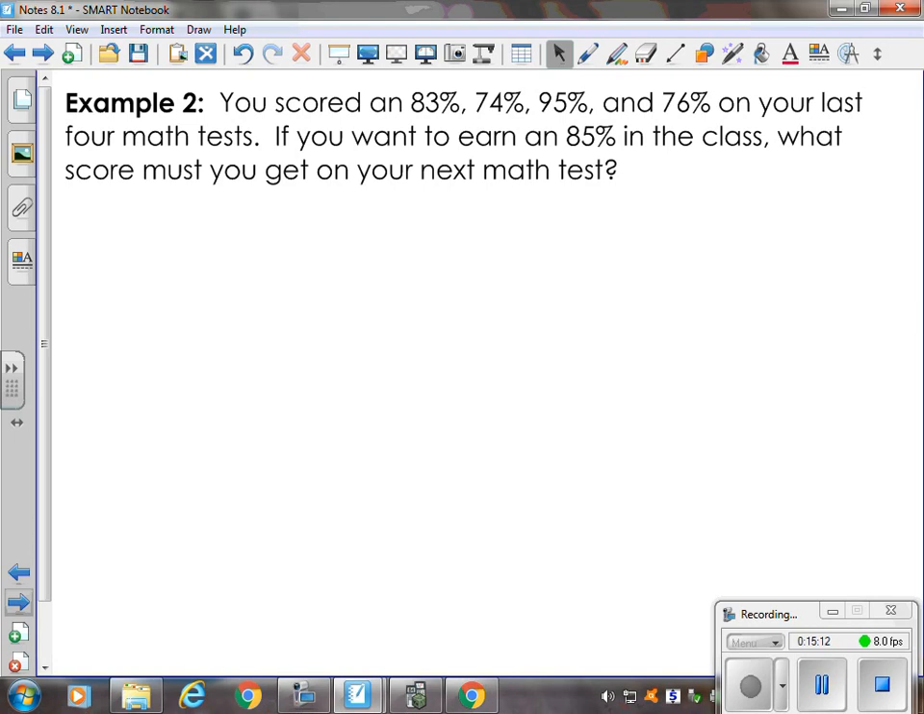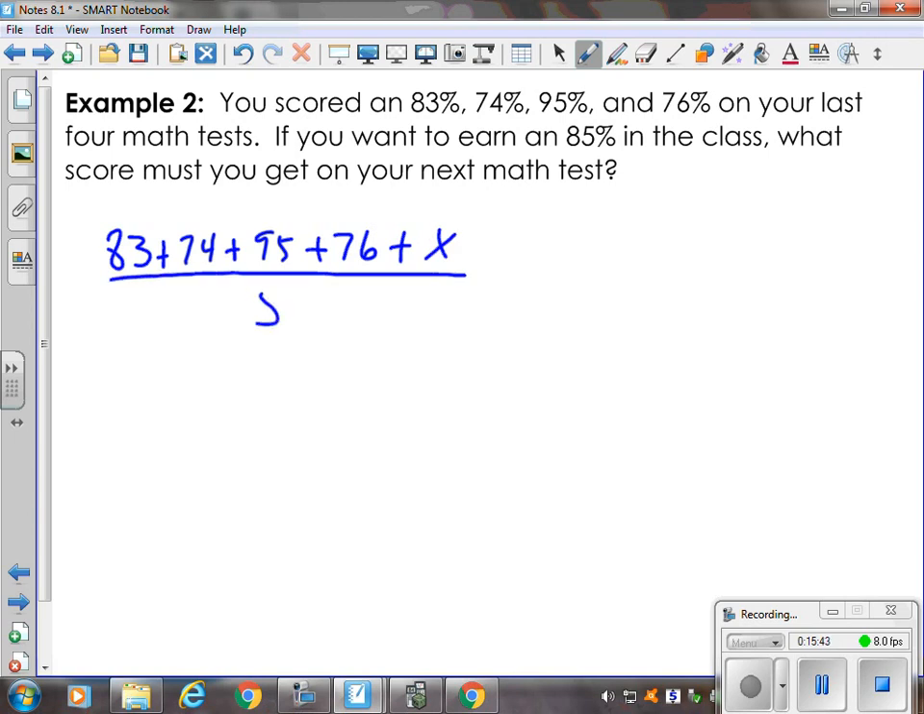So maybe you're only going to have 5 tests that semester, and you've already taken 4 of them, and you still want that 85, but you've had some scores that are a little bit below that, right? But that 95 is going to help you out, isn't it? Now, I want it to be 5 tests. So don't you add them up and divide by 5? Okay. So we'll say 83 plus 74 plus 95 plus 76. What's that 5th test going to be? X. Yeah, I don't know. Divided by 5 scores. We want it to come out with what average?